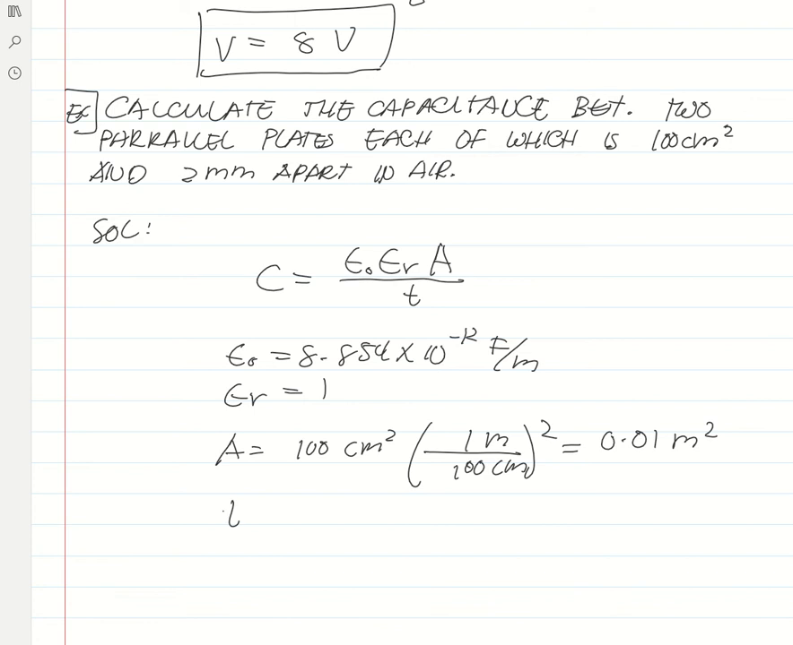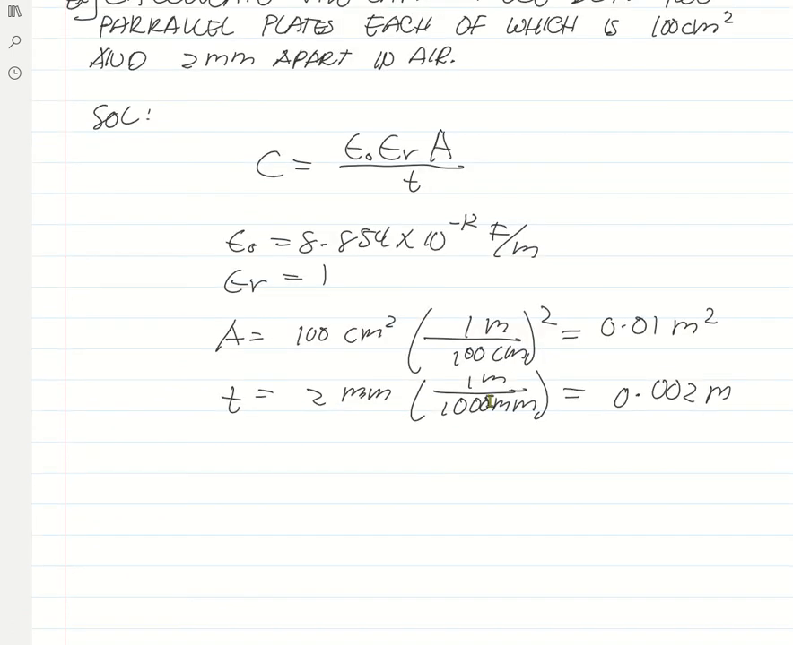And for the thickness, it's also in millimeter. So we need to convert that into meters. So 2 millimeter. 1 meter is equivalent to how many millimeter? 1 meter is equivalent to 1,000 millimeters. And this will be equal to 0.002 meters. Then we can now substitute these values to the formula to solve for the capacitance.